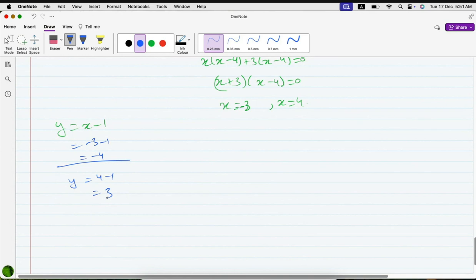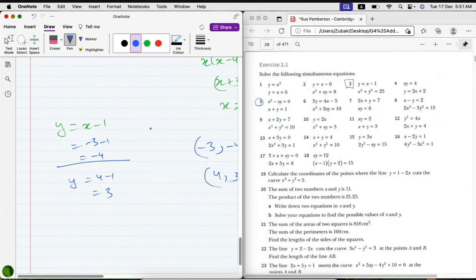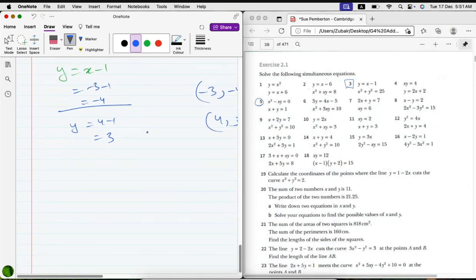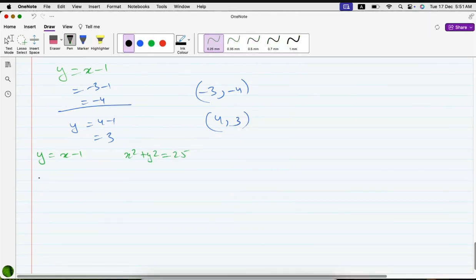So minus 1, minus 4. When x is minus 3, y is minus 4. And when x is 4, y is 3. I'm going to pick up the equations again. y is equal to x minus 1, and x squared plus y squared is equal to 25. And I'm using the first point. y is minus 4, where x is minus 3 minus 1. Minus 4 is equal to minus 4. Checking that again with new points. y is 3, x is 4 minus 1, 3 is equal to 3.